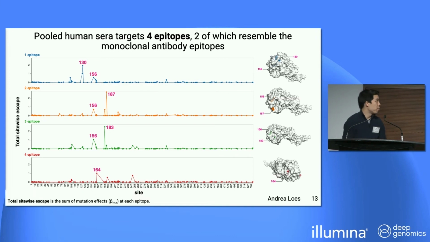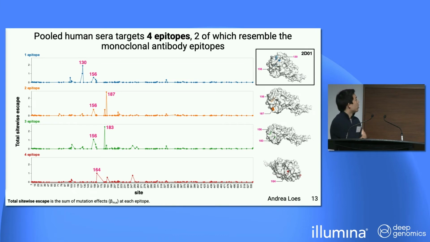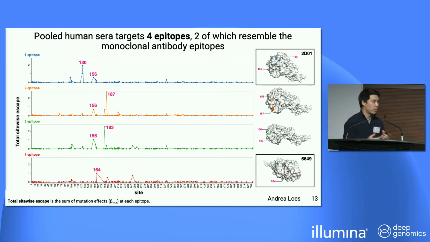Something very interesting if you look a little closely at these escape profiles is that epitope 1's escape profile actually looks a lot like that 2D01 escape profile for the monoclonal antibody. And epitope 4 also looks very similar to 6649. We thought this was very nice to see, and we think these results suggest that the epitopes learned by our model are actually real. So we can take this complex problem of taking someone's sera and asking, what are the types of neutralizing antibodies that this person has? We can use this deep mutational scanning approach to figure that out and define what the specific antibodies in this person's sera are that target specific epitopes.